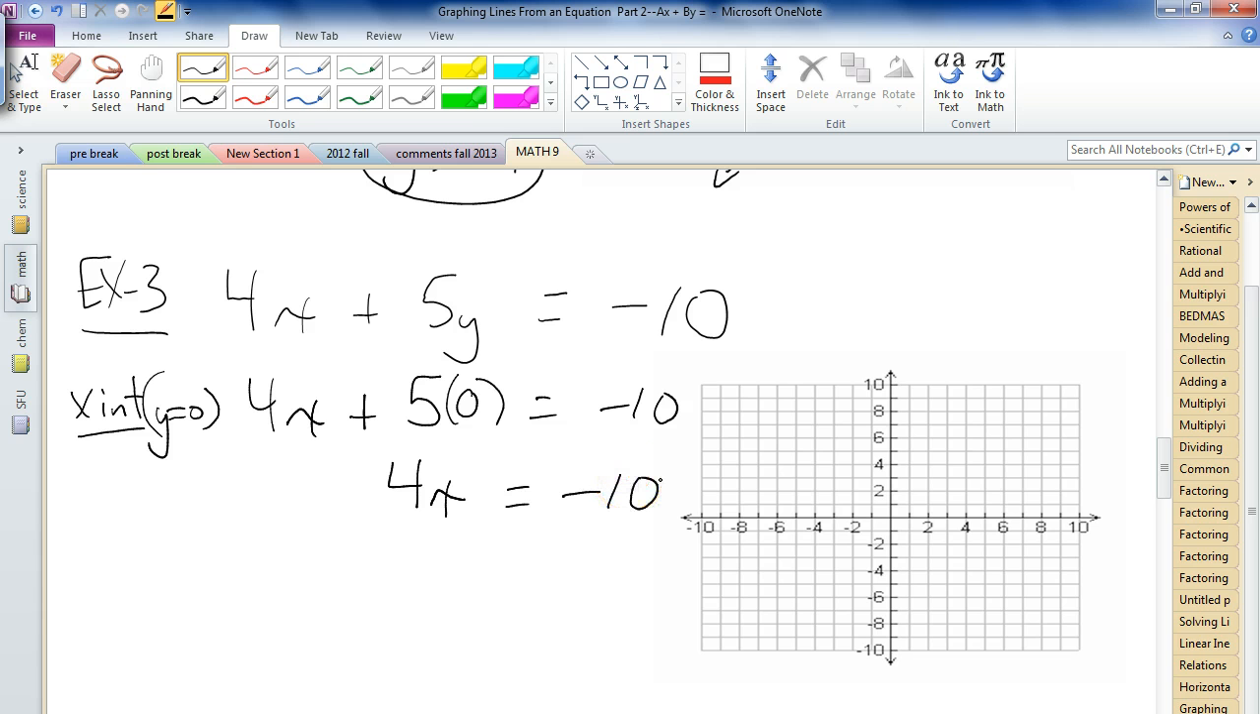And some of you are starting to freak out. Oh my god, I'm not going to get a whole number. I'm going to get a fraction or a decimal. Yes, so what? Quit being such a wuss. Go with it. Divide by 4. Divide by 4.